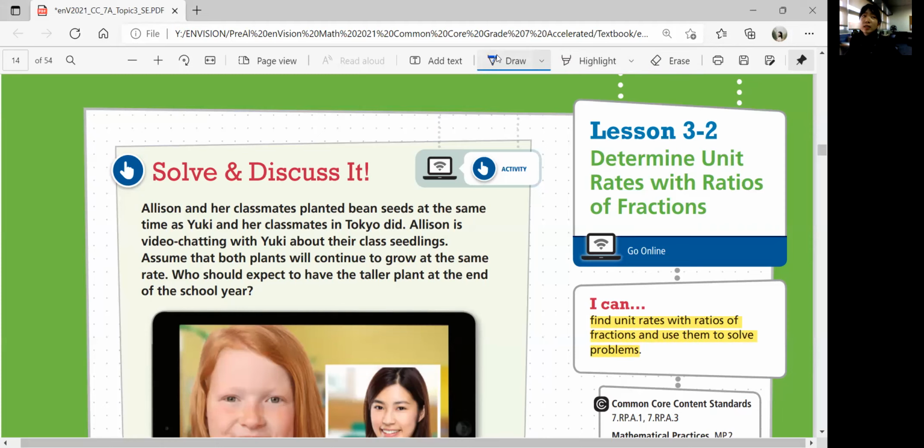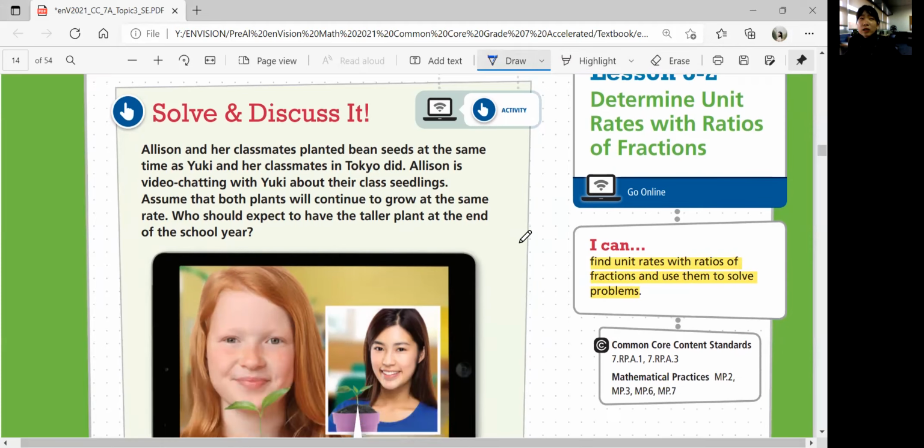Let's look at solve and discuss it. Allison and her classmates planted bean seeds at the same time as Yuki and her classmates in Tokyo did. Allison is video chatting with Yuki about her class's plants. Assume that both plants will continue to grow at the same rate. Who should expect to have the taller plant at the end of the school year?